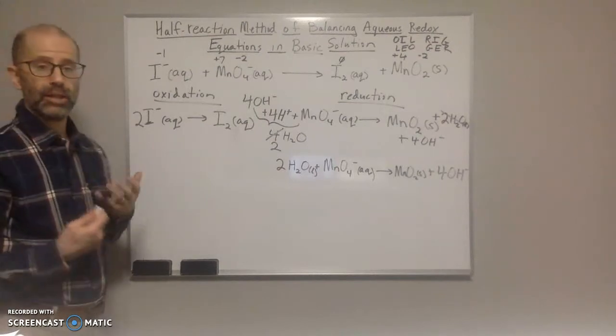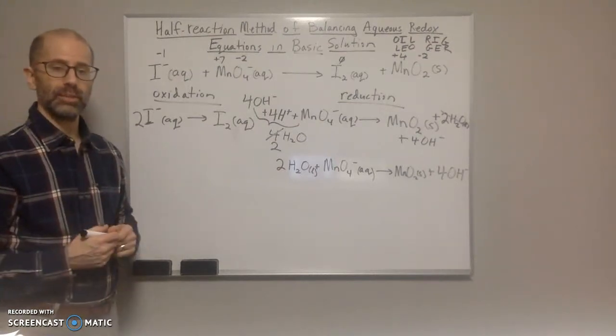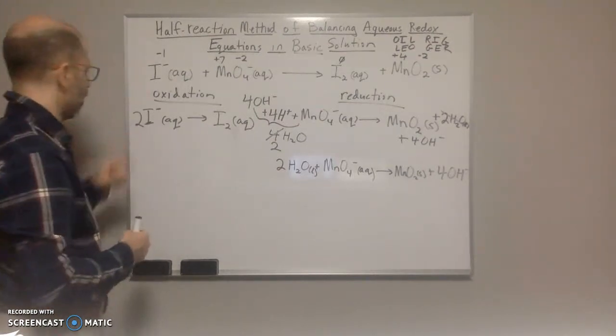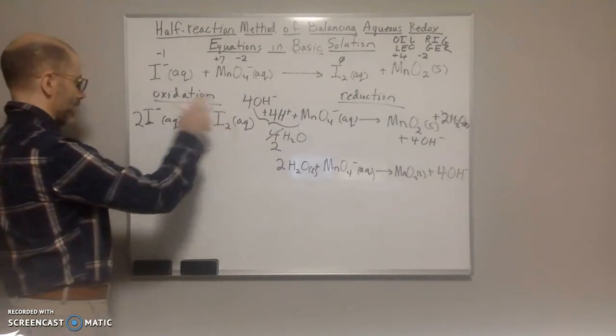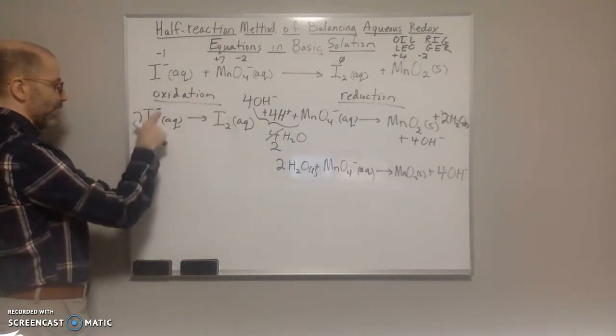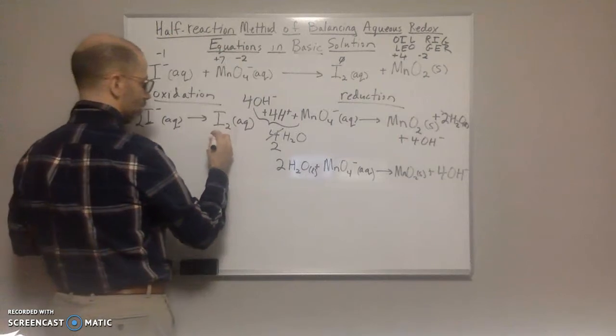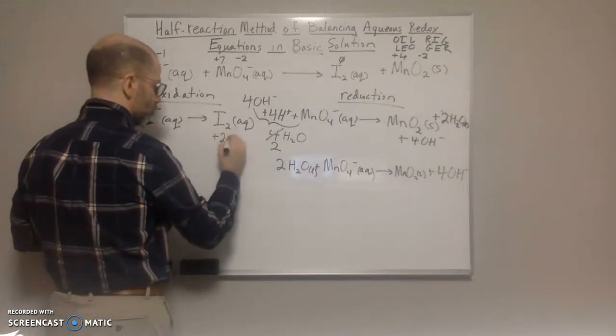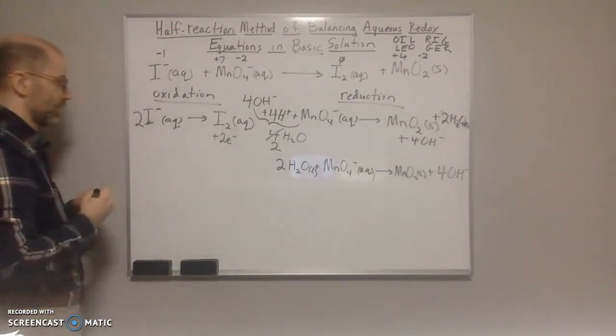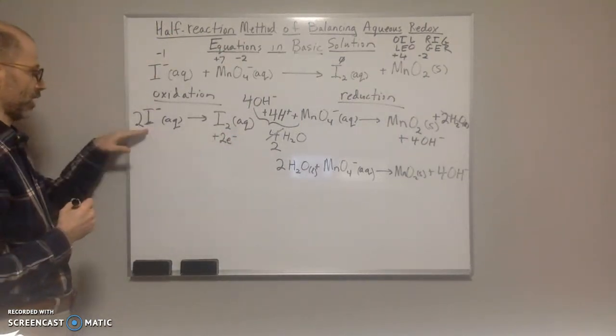So now we have to balance charge. This is where the electrons come in. So I have 0 on this side and 2 minus on this side. So I'm going to have to balance it out by adding 2 negative electrons on this side. So now I have 2 negative, 2 negative.